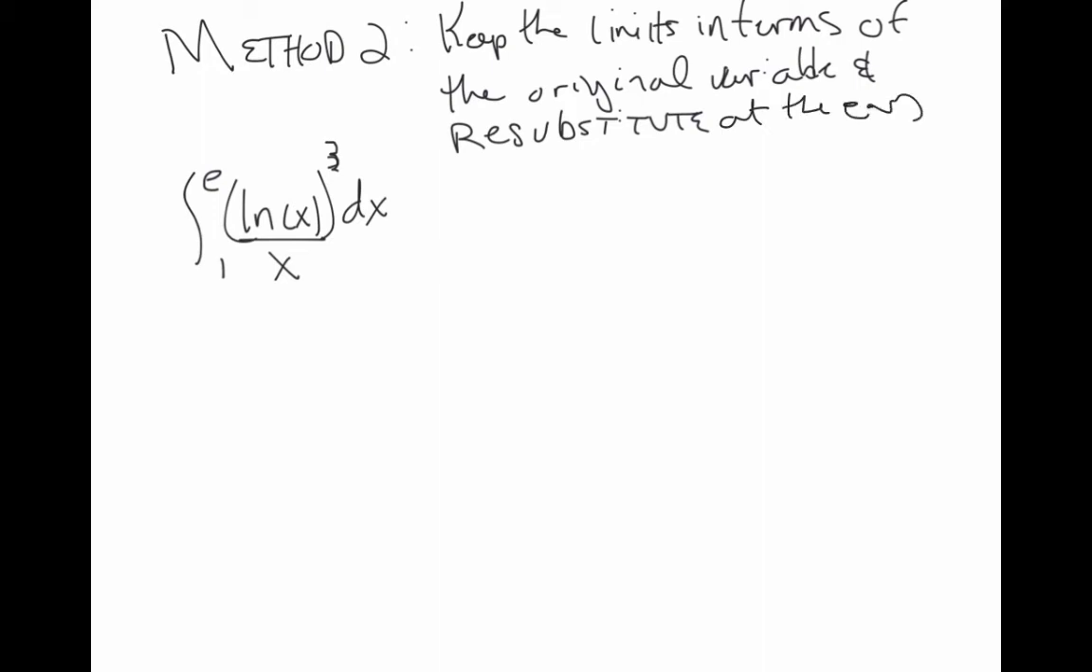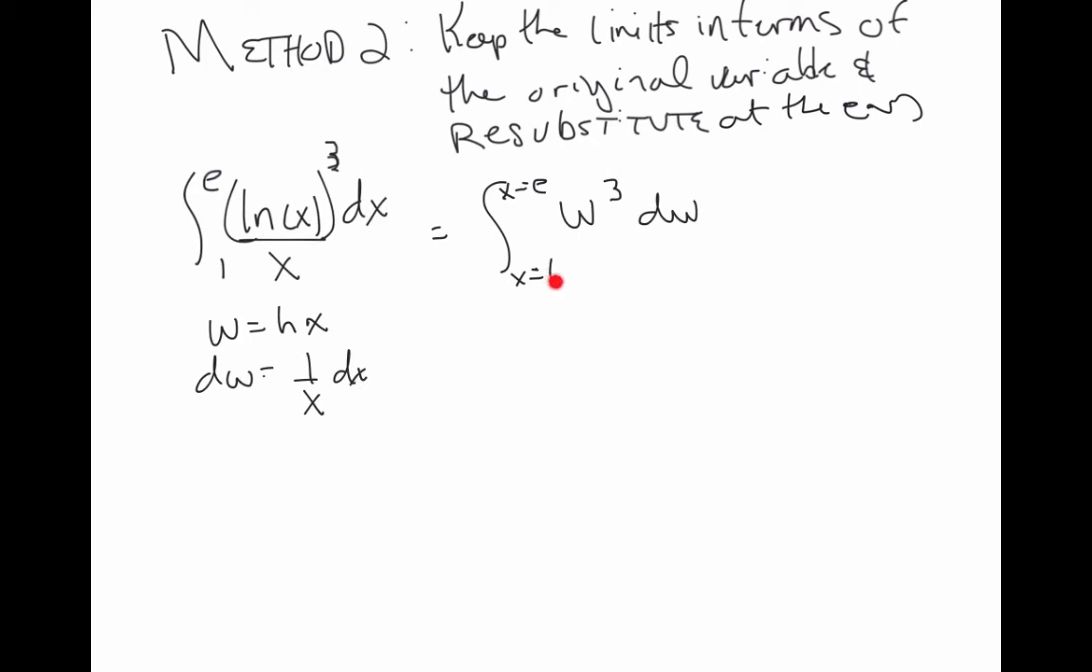I'm going to take the same example used before. So once again, the substitution is the same. So our inside function is still the natural log of x, and so our derivative will be 1 over x dx. So when I rewrite this, I will have w cubed dw. Now what's different is the limits here. Instead of changing the limits into terms of w, I'm going to keep them as x equals e and x equals 1.